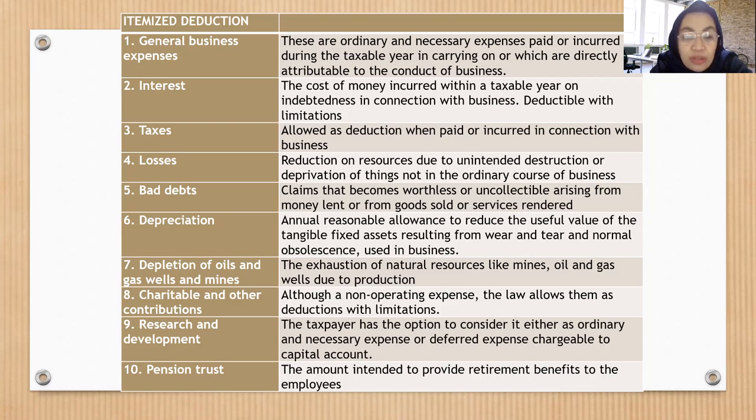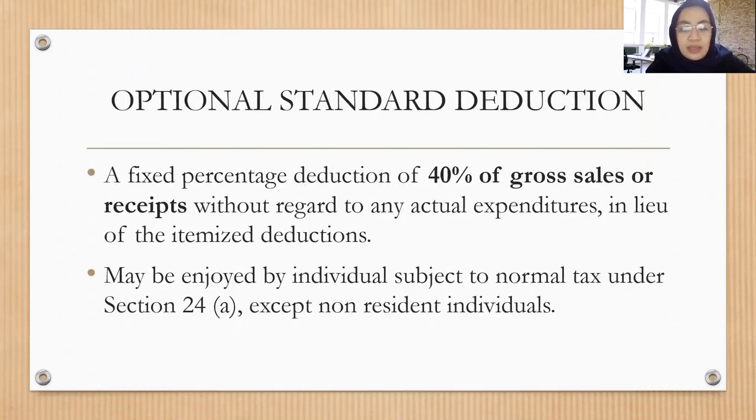Research and development or R&D cost, no, as we go along, the taxpayer has the option to consider it either as an ordinary and necessary expense or a deferred expense charged to a capital account. So, pwede na siyang i-capitalize as part of your capital outlay. So later on, you can depreciate that. It can be part of the cost of depreciation, or you can outrightly consider R&D as an ordinary and necessary expense deductible. Okay. Pension trust, no? So if the amount is intended to provide retirement benefits to the employee, so if the employer pays for the pension of his employees, this is also deductible as part of the itemized deduction to a certain extent.